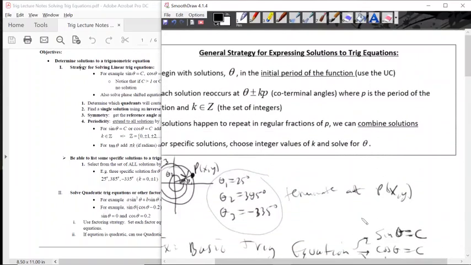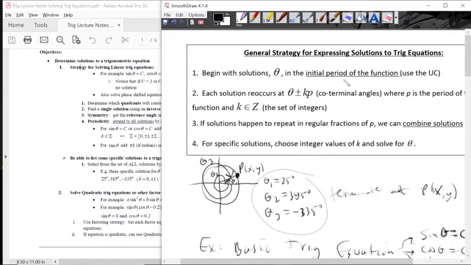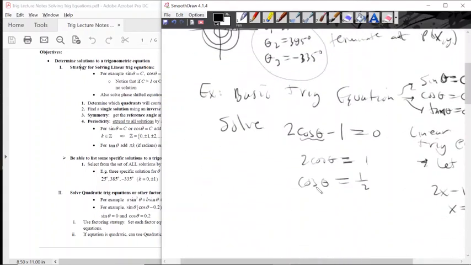Okay, so I outline the strategy for finding these solutions here, and your general strategy for expressing your solutions. Trying to sort of condense this. Begin with the solutions that you would find in the initial period of the function. Use the unit circle to do so. The function that we're dealing with now is the cosine function, and the cosine function has a period of 2 pi, or 360 degrees.